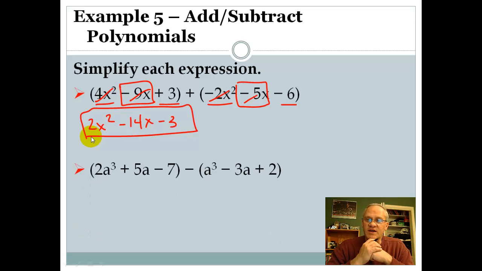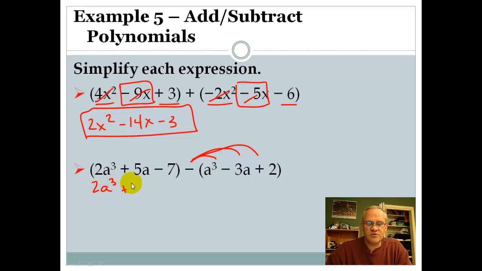When it's subtraction, there's something we do before we combine the like terms, and it has something to do with this negative sign right here. That's correct. Distribute the negative. Very good. And so I just like to rewrite it first.